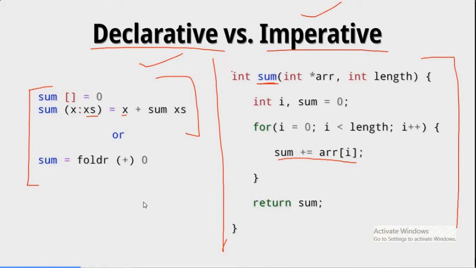So these are some differences between imperative and declarative functions, and Haskell actually follows this kind of approach. And C language and Python language actually follow this imperative approach.